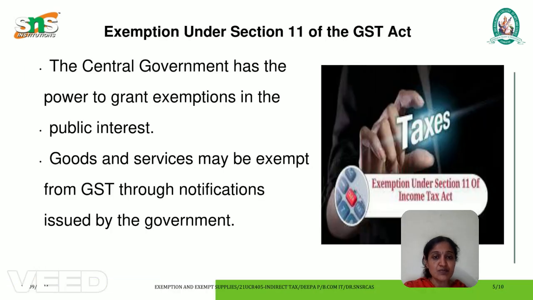Next is exemption under Section 11 of the GST Act. The central government has the power to grant exemptions in the public interest. Goods and services may be exempt from GST through proper notifications issued by the government, or else the old tax will be collected. If the exemption by the government is properly communicated, then exemption will be allowed, or else the tax will be applicable.